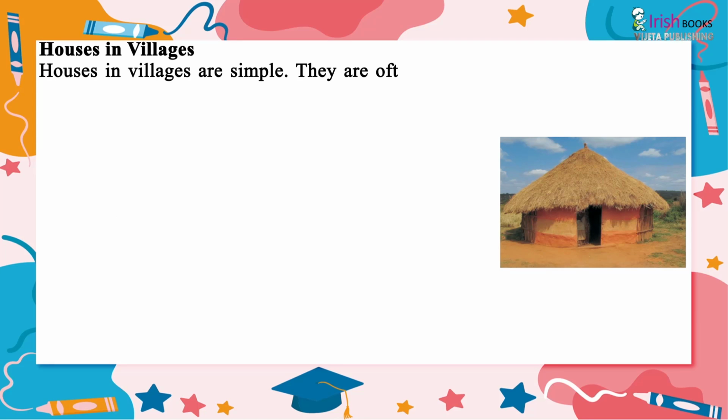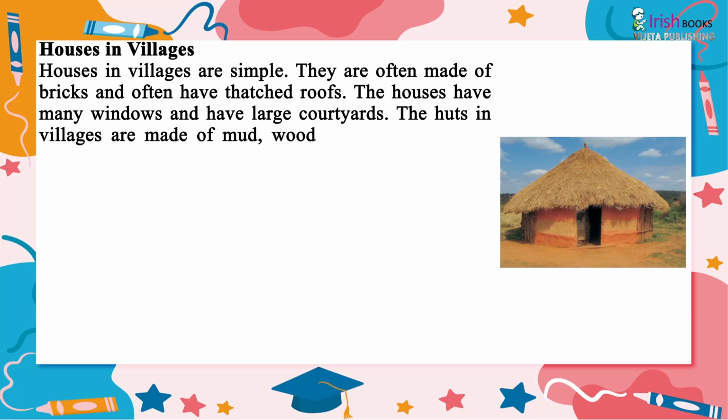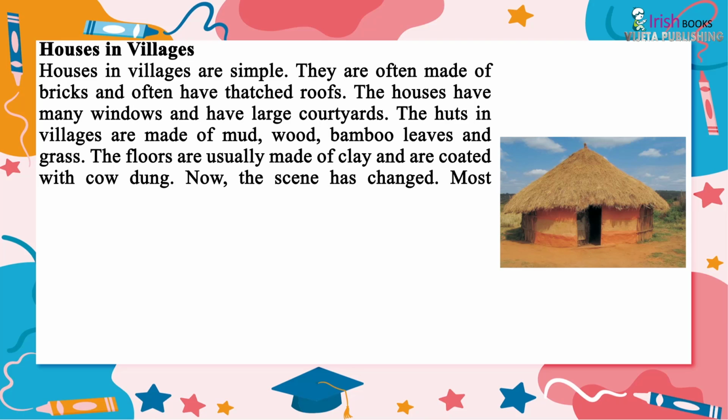Houses in villages are simple. They are often made of bricks and often have thatched roofs. The houses have many windows and have large courtyards. The huts in villages are made of mud, wood, bamboo leaves, and grass. The floors are usually made of clay and are coated with cow dung.